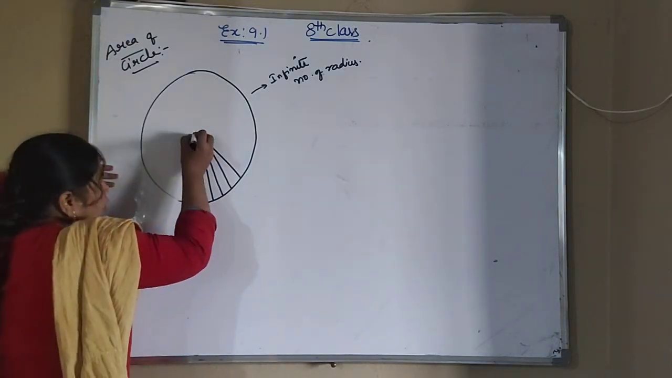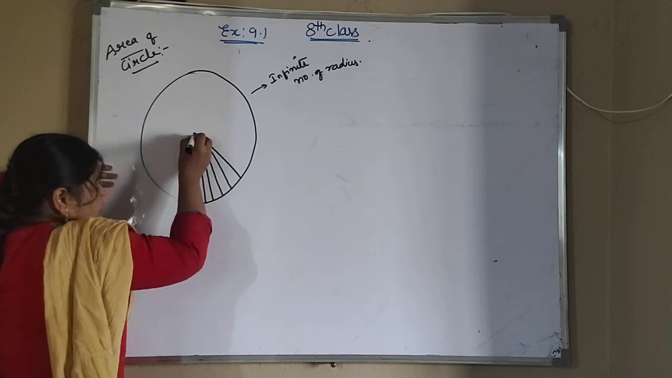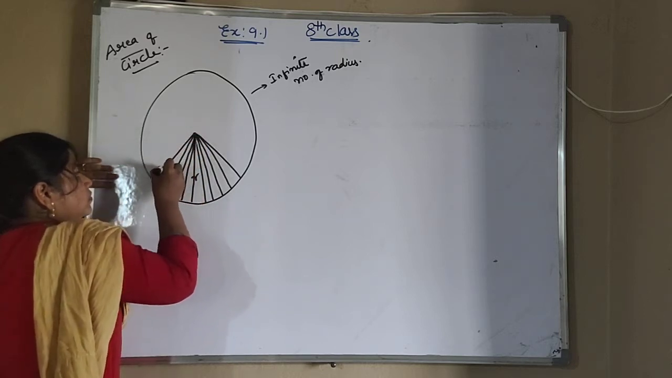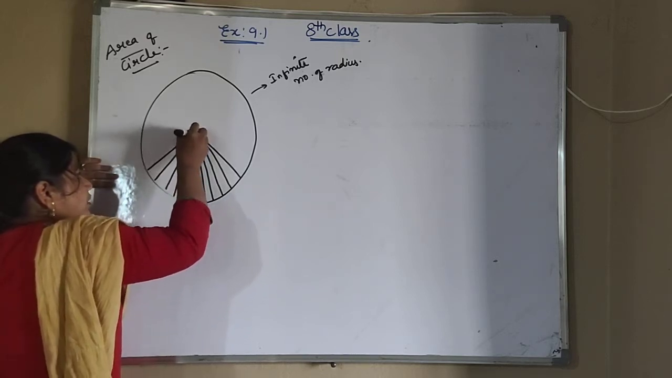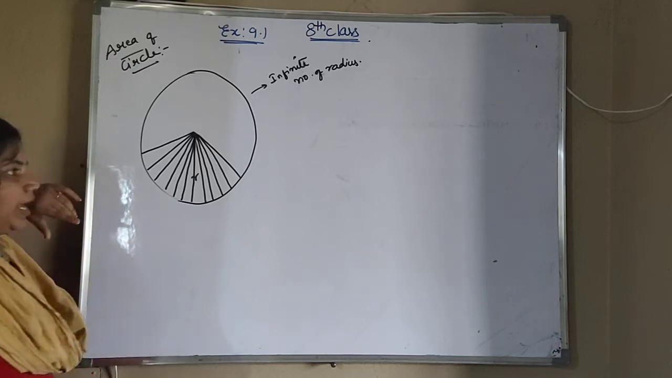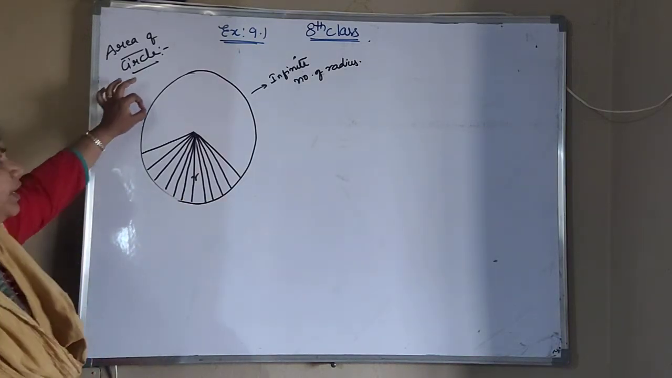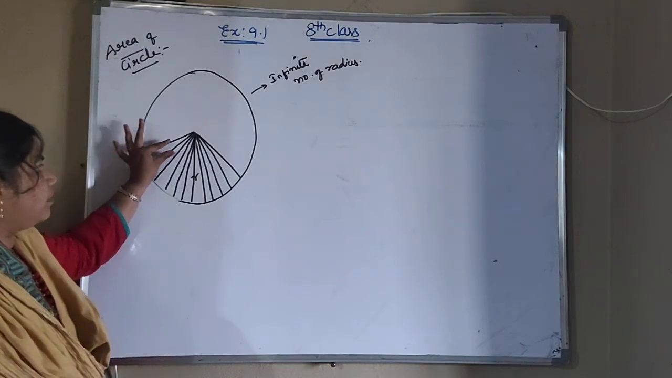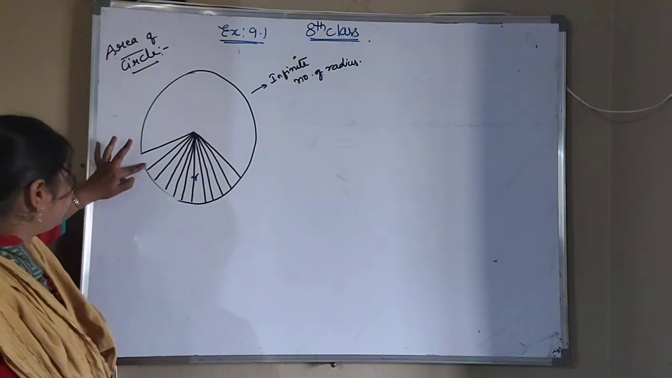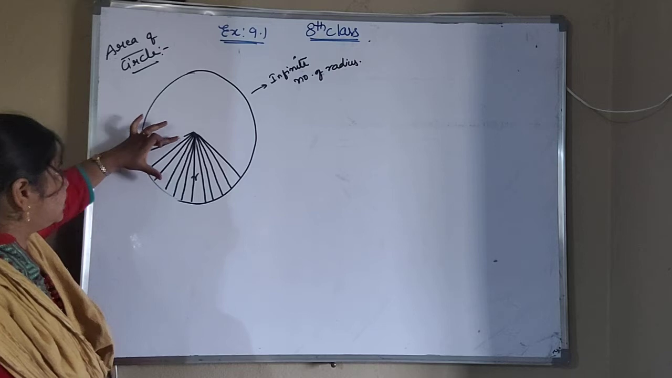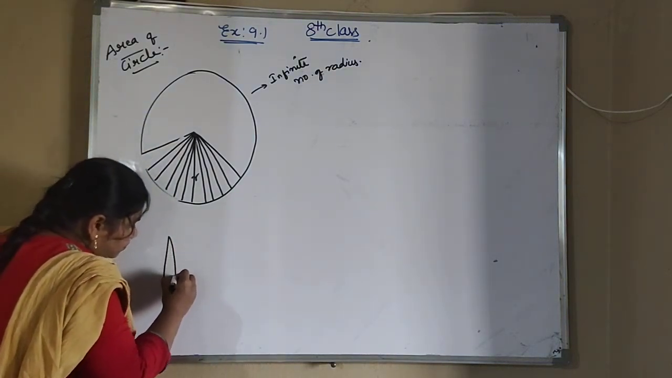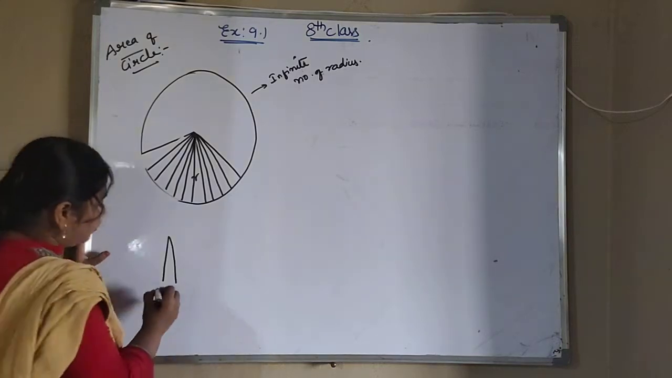So I am taking radius here. So if you take radius like this, so if I cut each and every radius in this circle, I am cutting each and every radius from this circle. I am taking this part. I am taking this radius. So I am joining in this order. Okay, it will be in this order.